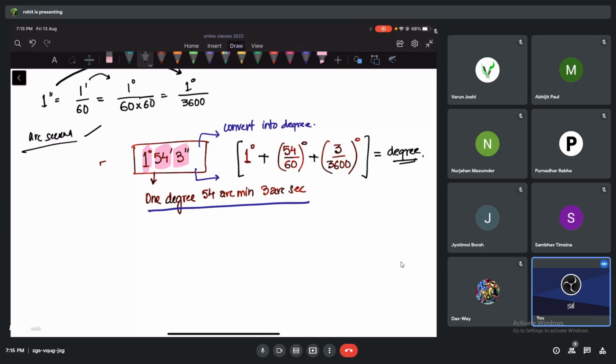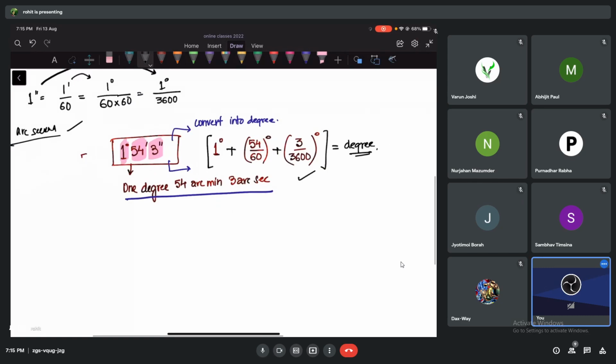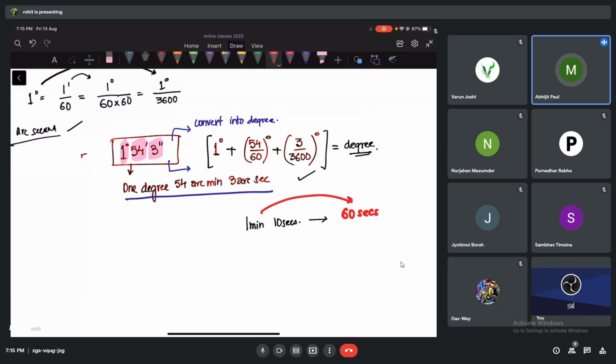I'll tell you the logic here, why we are adding. I think this part is clear, right guys? So why we are adding? It's like this. If I tell you 1 minute and 10 seconds, and then I tell you to convert into seconds, what will you write? 60 seconds plus 10 seconds, so the total is 70 seconds.